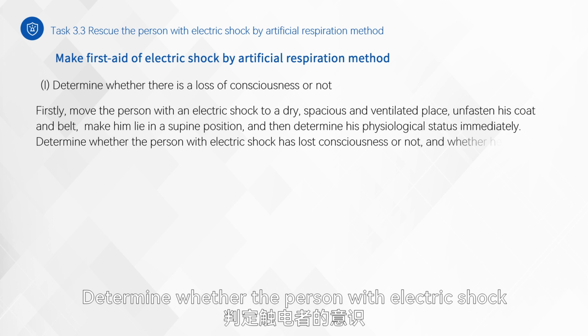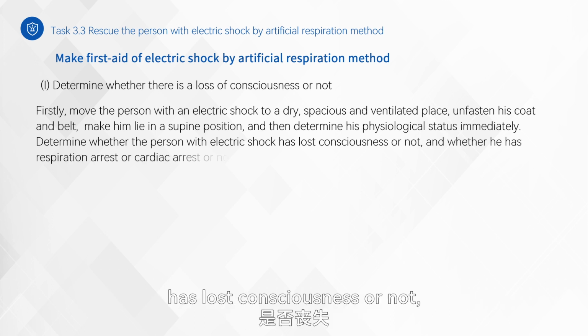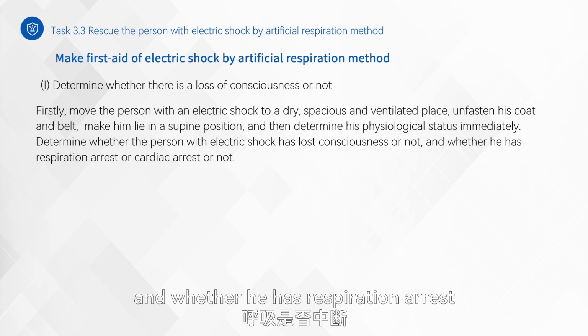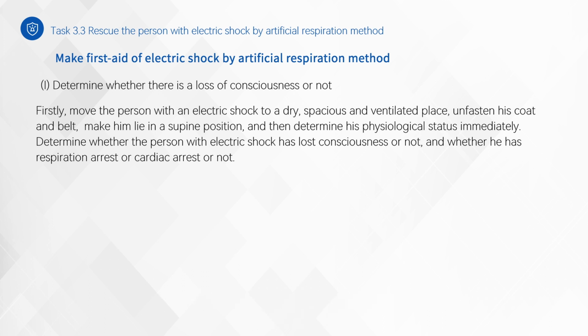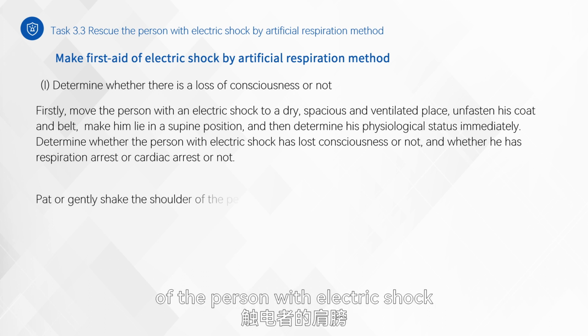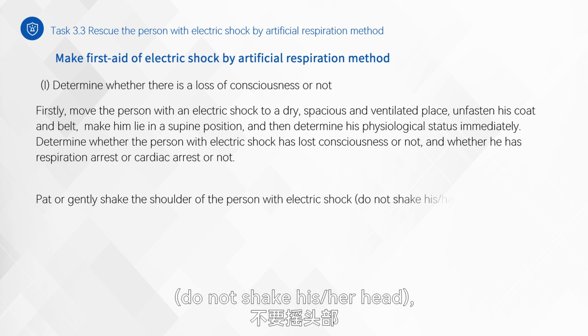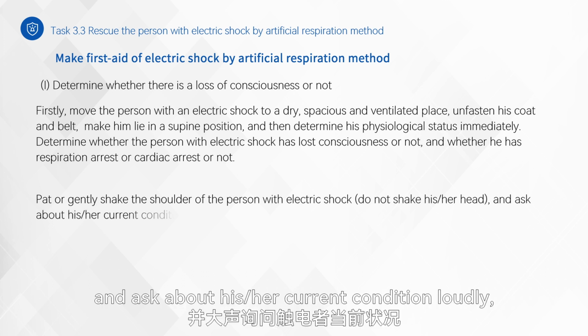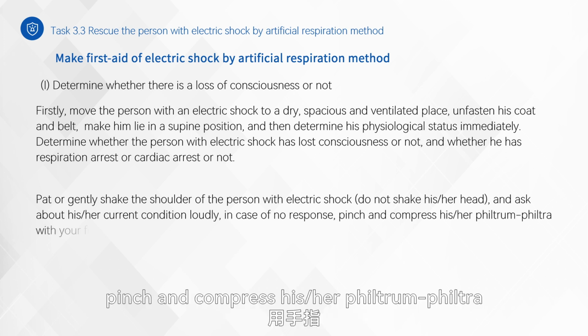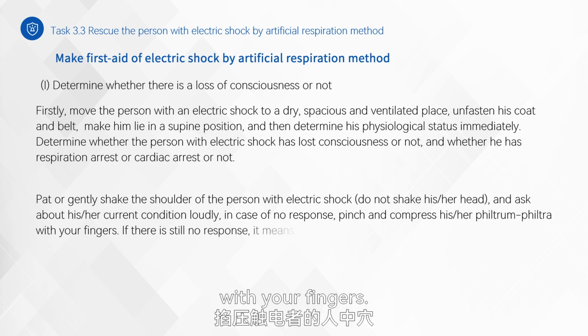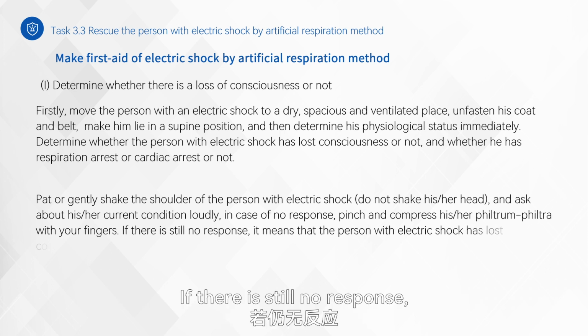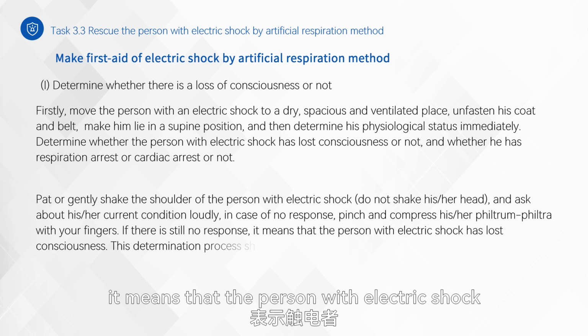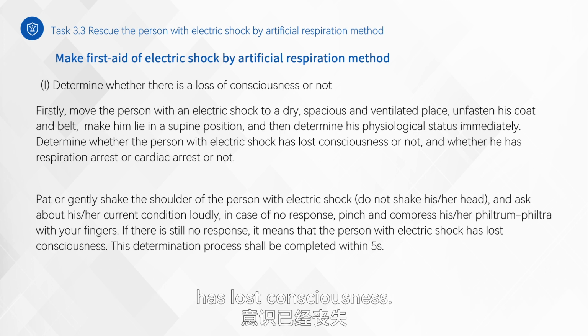Determine whether the person with electric shock has lost consciousness or not, and whether he has respiration arrest or cardiac arrest or not. Pat or gently shake the shoulder of the person with electric shock, do not shake her head, and ask about her current condition loudly. In case of no response, pinch and compress her philtrum with your fingers. If there is still no response, it means that the person with electric shock has lost consciousness. This determination process shall be completed within 5s.